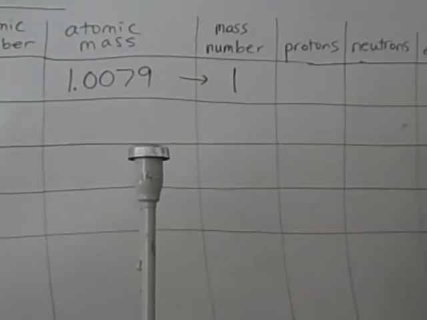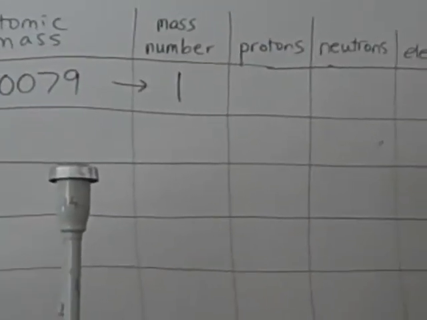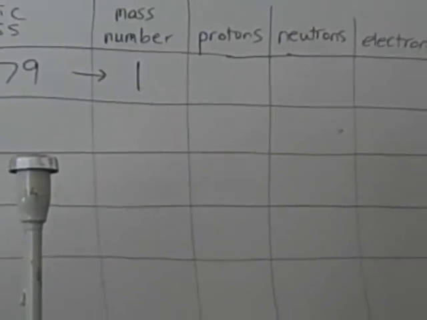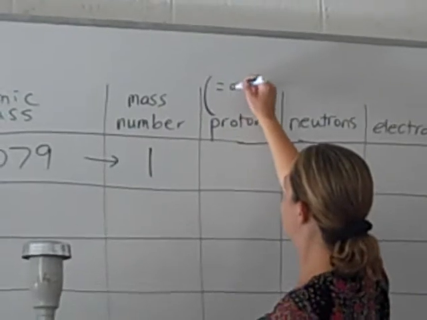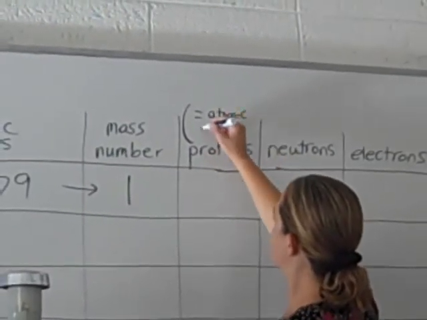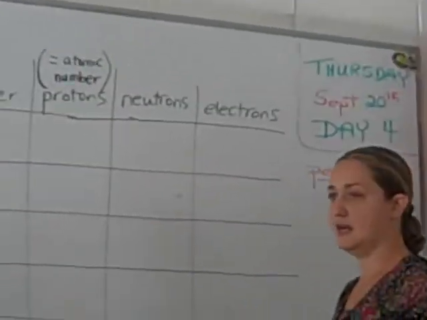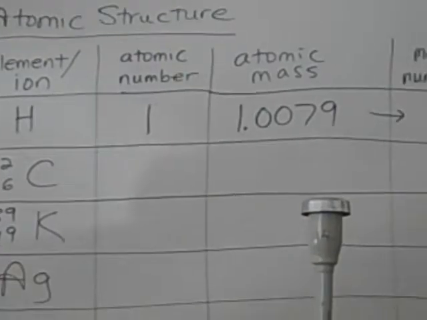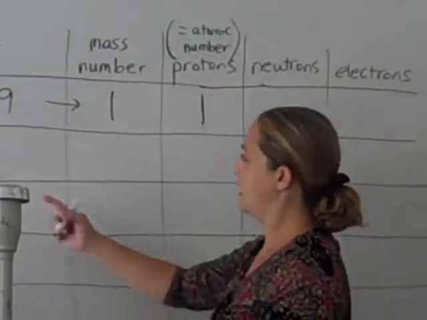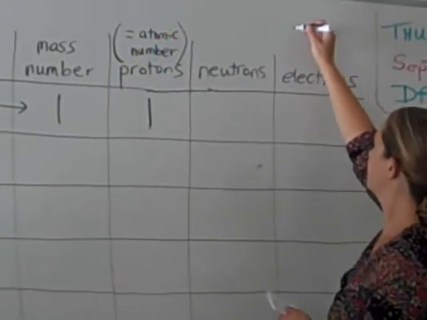All right. Number of protons, does anybody remember what vocab word that is equal to? You probably don't yet. The definition of atomic number is the number of protons in an element. So raise your hand if you know what it is. Okay, Pat? 1. So hydrogen has 1 proton.